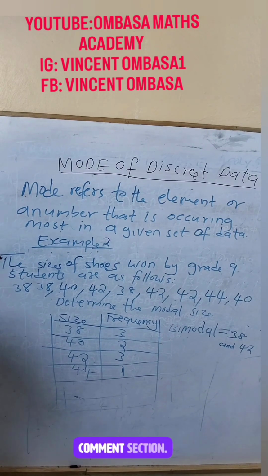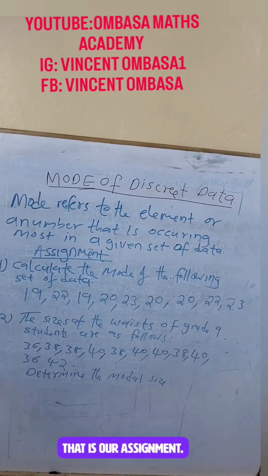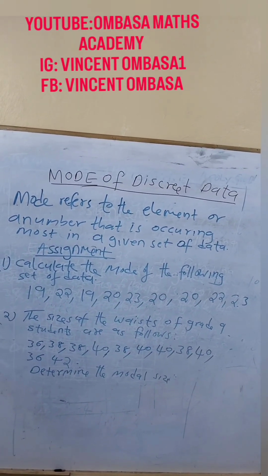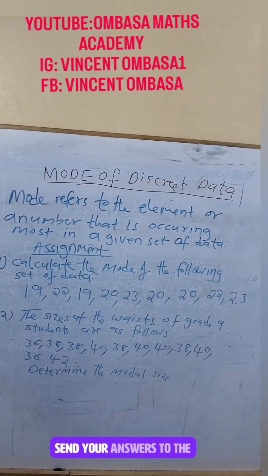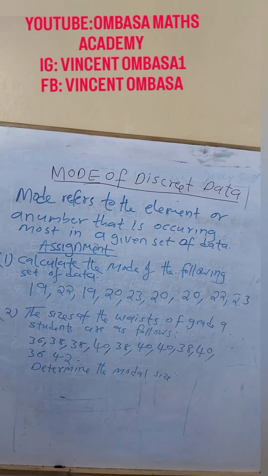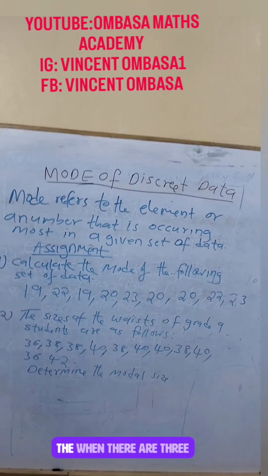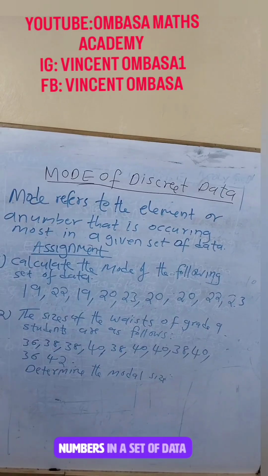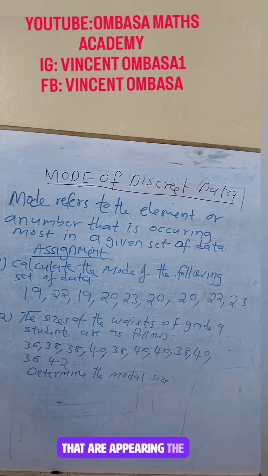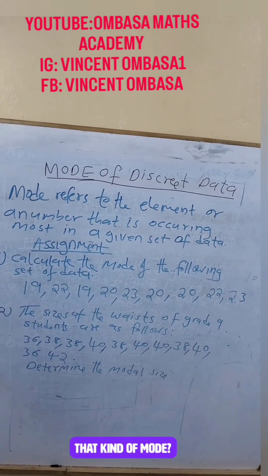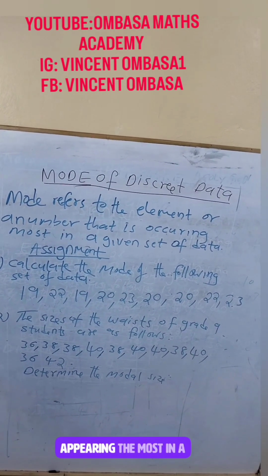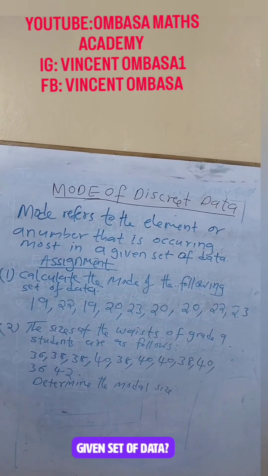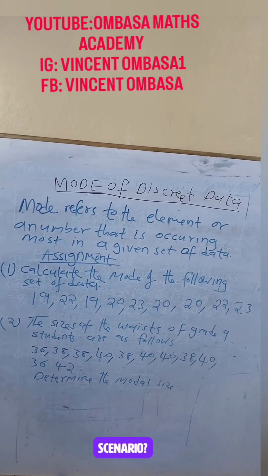Send your answer to the comment section. We want to give you assignments. That is our assignment. Once you're done with the assignment, kindly send your answers to the comment section of the video. And I asked you, when there are 3 numbers in a set of data that are appearing the most, what do we call that kind of mode? When there are 3 numbers appearing the most in a given set of data, what do we call that scenario?